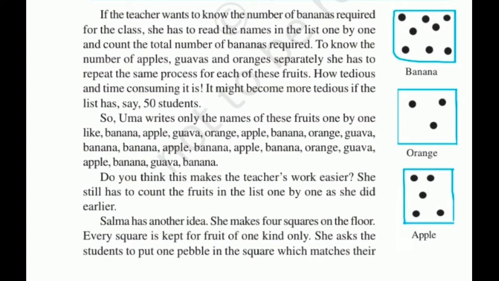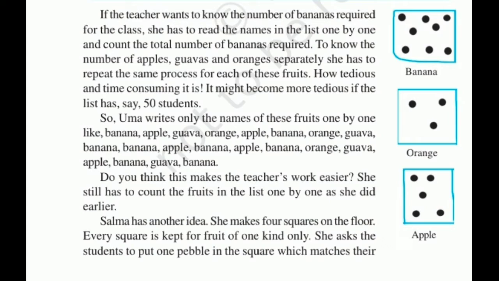So Uma writes only the names of these fruits one by one, like banana, apple, guava, orange, apple, banana, orange, guava, banana, banana, banana, like this. Do you think this makes the teacher's work easier? She still has to count the fruits in the list one by one as she did earlier.